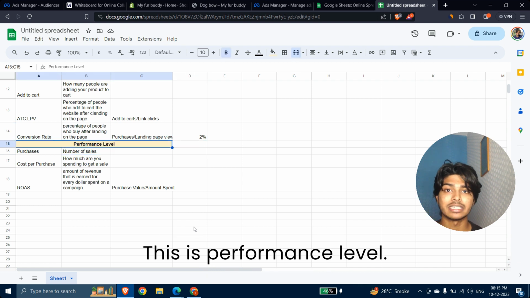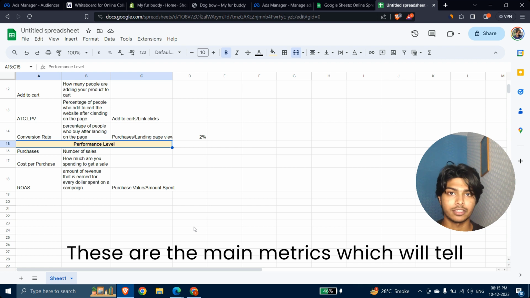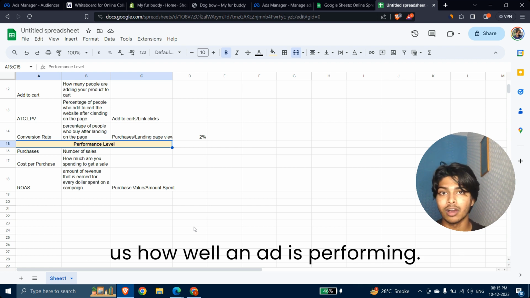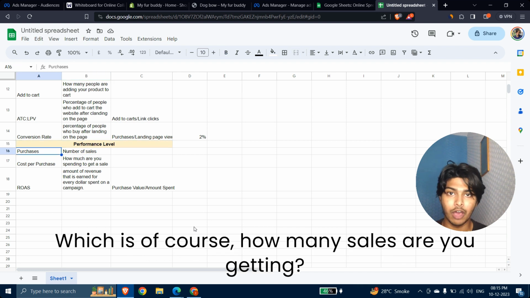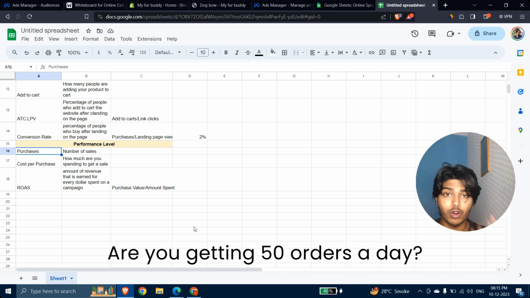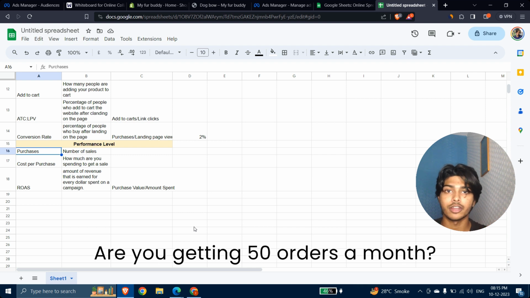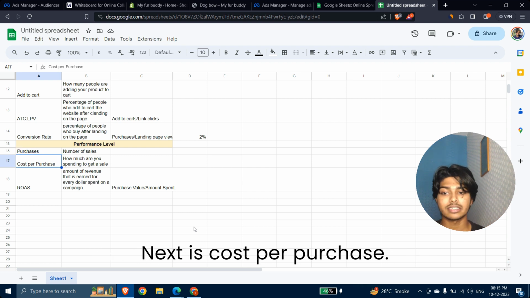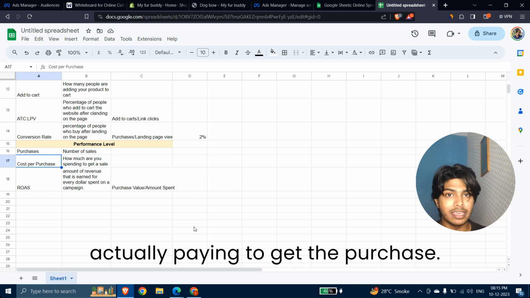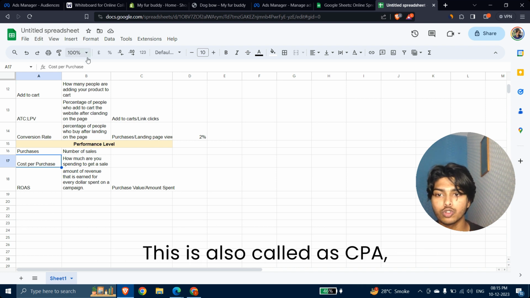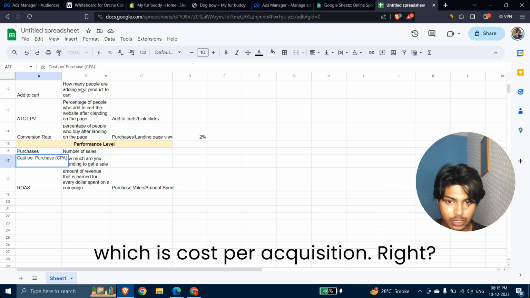This is performance level. These are the main metrics which will tell us how well an ad is performing. Number one is purchase, which is of course how many sales are you getting. Are you getting 50 orders a day? Are you getting 50 orders a month, 100 orders a month, whatever it is? Next is cost per purchase, which is how much are you actually paying to get the purchase. This is also called CPA, which is cost per acquisition, right?